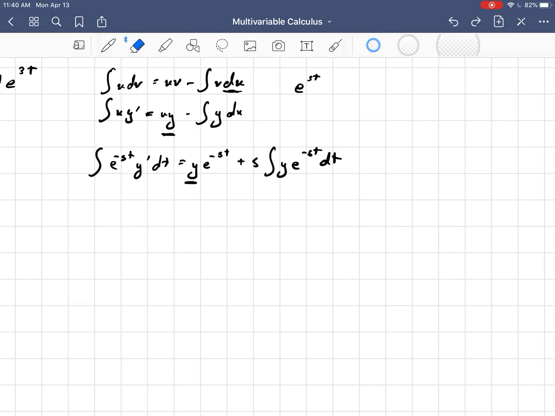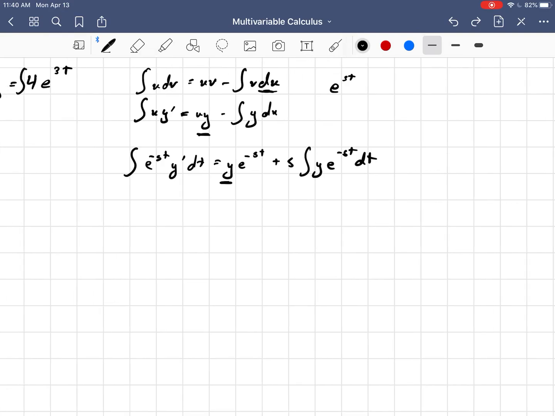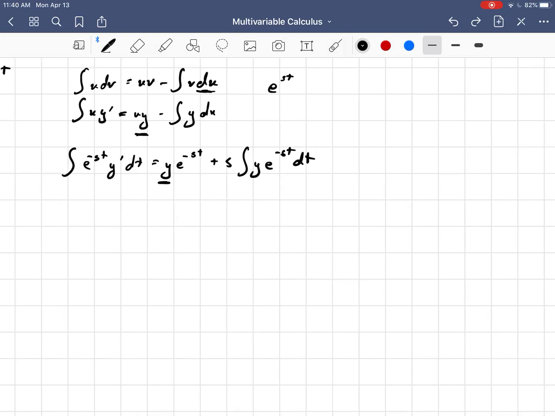So this is all well and good, but this y, let me get rid of this underline here. This y right here is still messing with us because we want to have everything in terms of the integral of y dt. So we could either write it in terms of the integral of y dt, or we could turn this function y with some mathematical operator into a number. And so how could we do that?